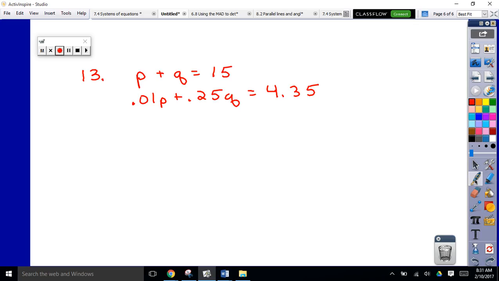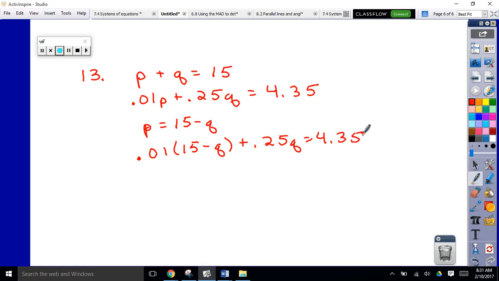Okay, I'm going to solve this one using elimination because we've done all the other ones using substitution. I'm going to multiply my top equation by negative, actually, do I want to do that? No, I'm going to use substitution. So P equals 15 minus Q, but you could multiply this by negative 0.01. Now 0.01 times 15 minus Q plus 0.25Q equals 435. Distributing gives me 0.15 minus 0.01Q plus 0.25Q equals 435.